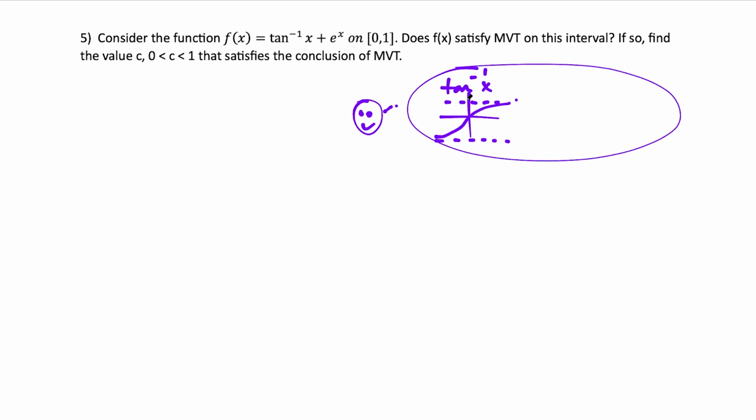What is important is that this function here is continuous from 0 to 1 on the closed interval, and it's differentiable on the open interval from 0 to 1. So we're not going to have any problems there. And if I think about e to the x, it's a nice function. It's an exponential function. It is continuous and differentiable everywhere. So the combination of these two functions is not going to give us any problems.